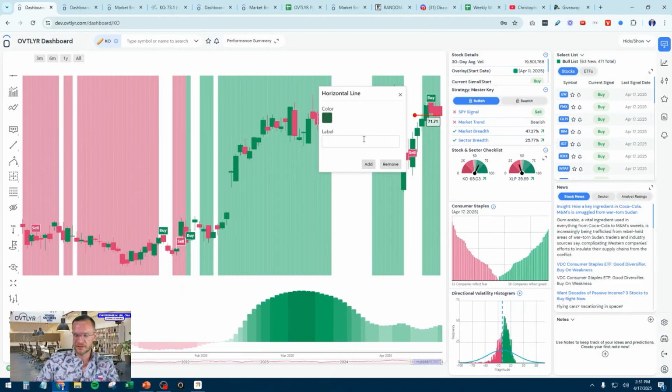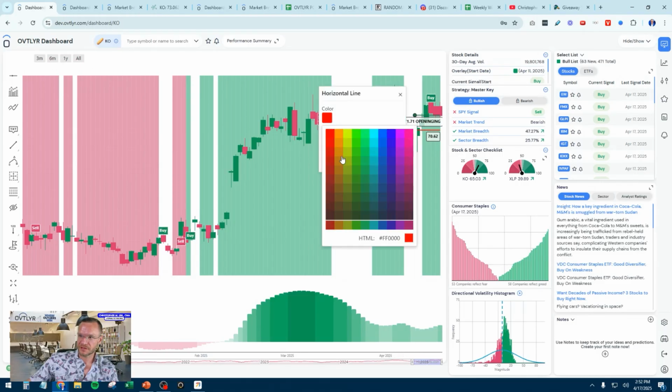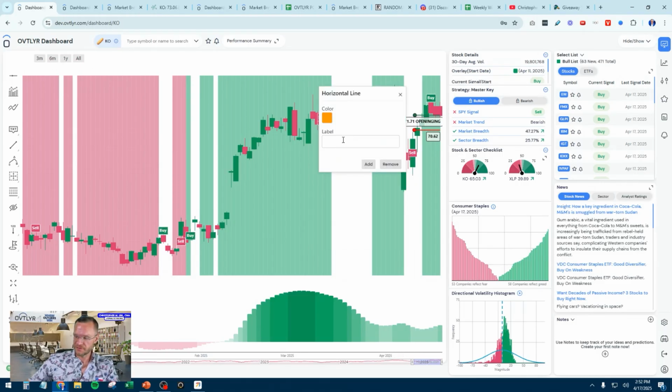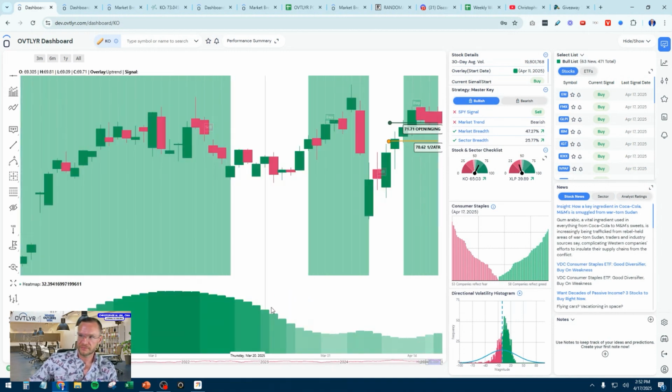Let's say opening, add, and then I add another line down here for my half ATR. I like to make those orange. Say half ATR. Add. And then, of course, if it's not the right price for you, just drag it around to where you need it. Boom. Just like that. Pretty cool, huh? Very happy with this.